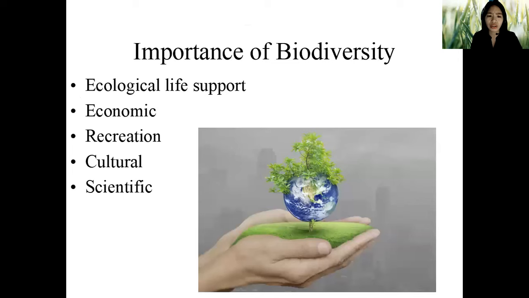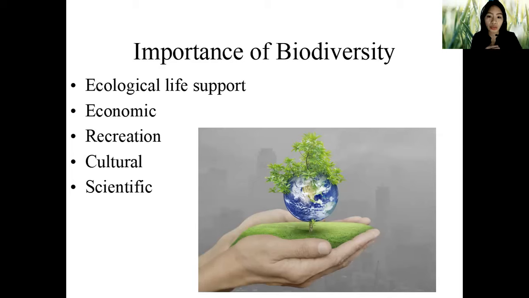Moving on, let's talk about the importance of biodiversity. First, ecological life support, economic, recreation, cultural, and scientific. We'll start with life support. Like what I said a while ago, every living thing depends on each other or depends on other living things. For example, tayo, di ba?